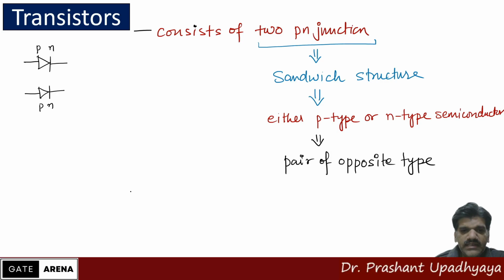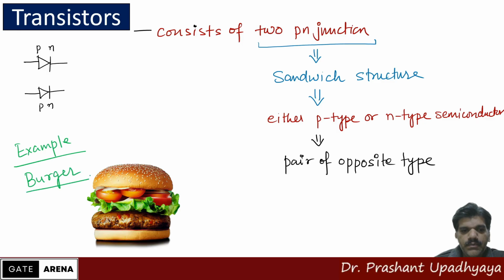So let's talk about the burger. I'm taking an example of a burger, so it will be very easy for you to understand. If you have seen a burger, we have got two layers of bread or bun at the top and the bottom, and in between we have got a burger patty with melted cheese, tomato, and many more items depending upon the type of burger you are eating. So we can say that the burger has got a sandwich structure.